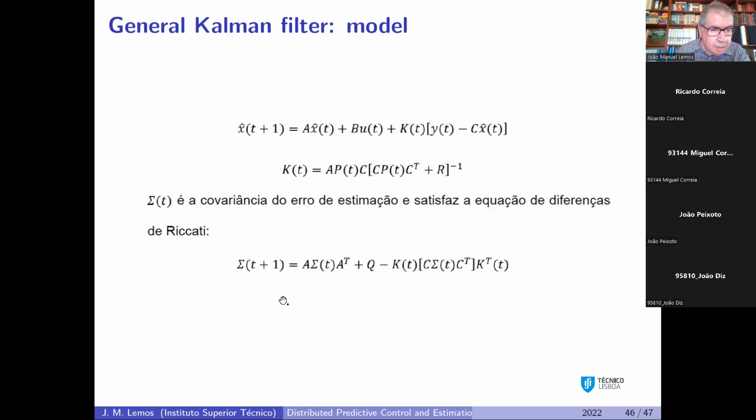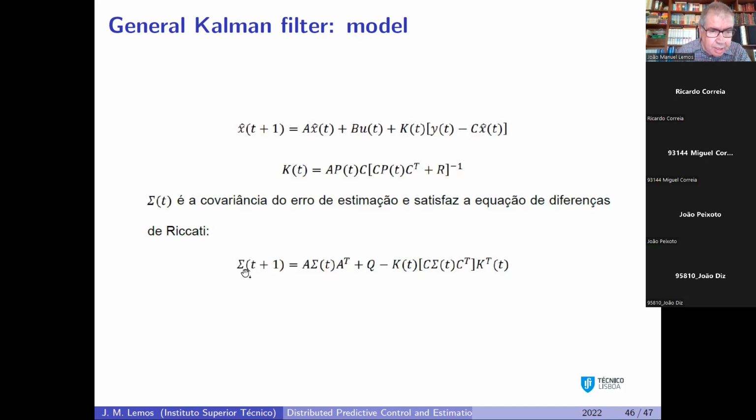This P is sigma here. I should correct this. This P is the same as sigma. This is the so-called Riccati equation. It's a quadratic equation that allows you to compute this quantity. And this quantity P is nothing more than the covariance of the estimate. This is the covariance of the estimate.